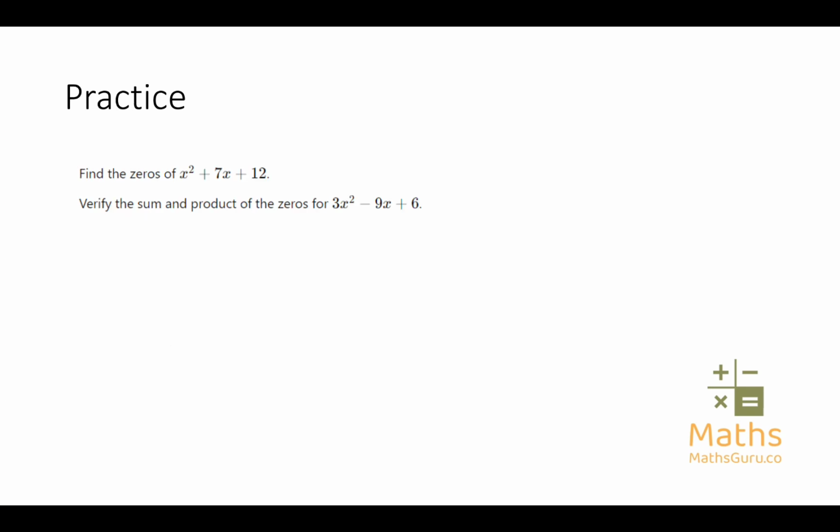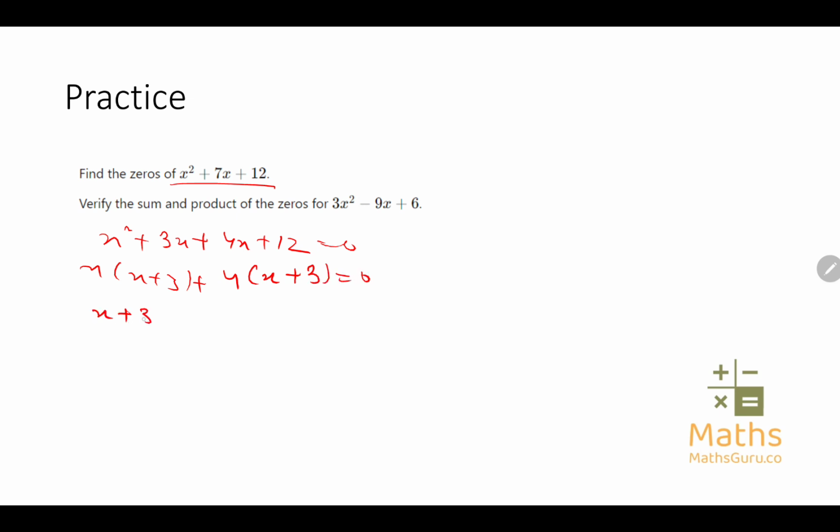Let's take one more example: x square plus 7x plus 12. I can write it as x square plus 3x plus 4x plus 12 equals 0. Then it would be x into x plus 3 plus 4 into x plus 3 equals 0. It would become x plus 3 and x plus 4. So the roots are x equals minus 3 and x equals minus 4.